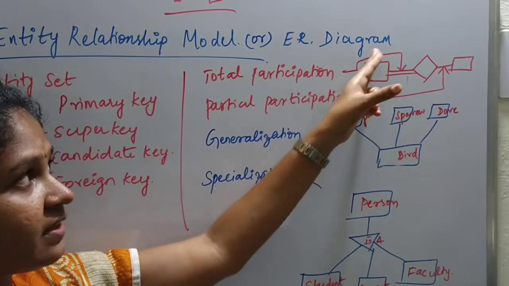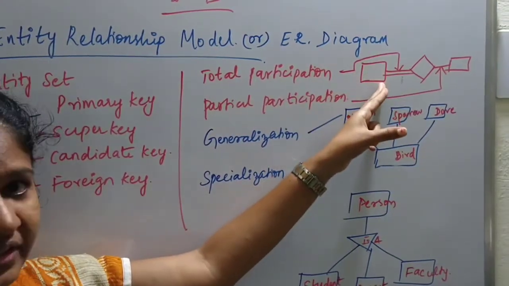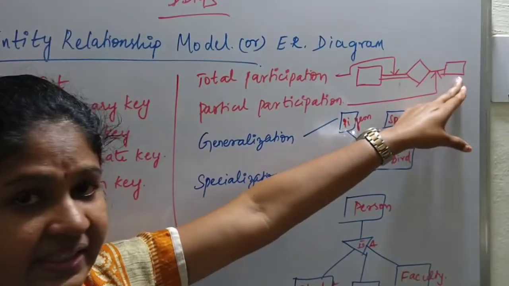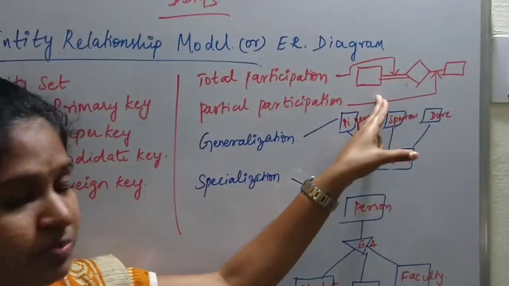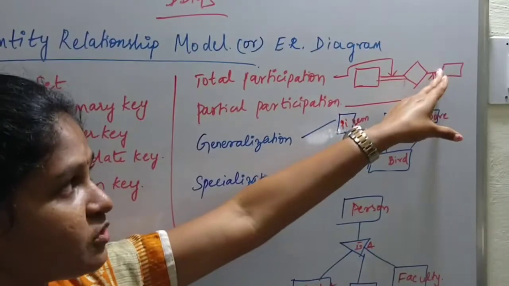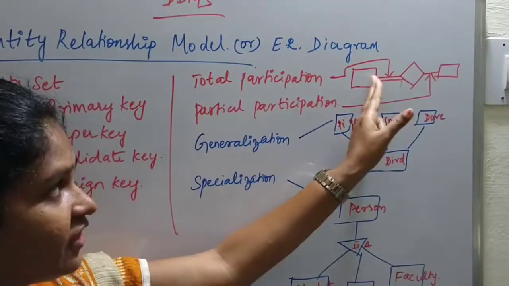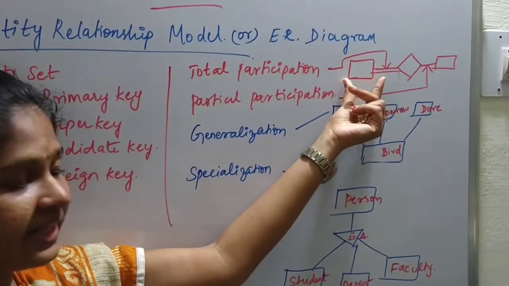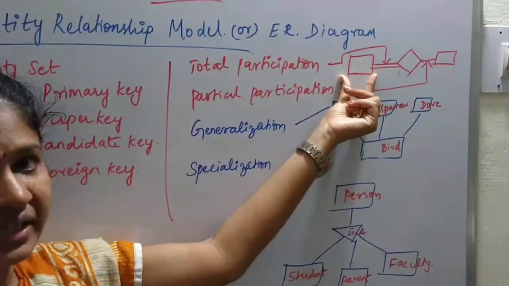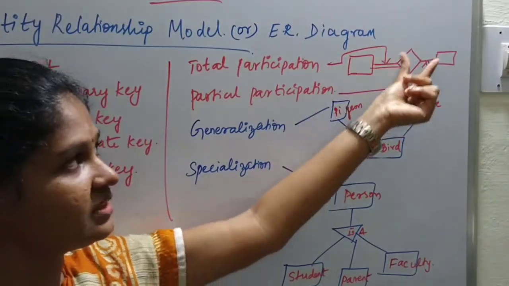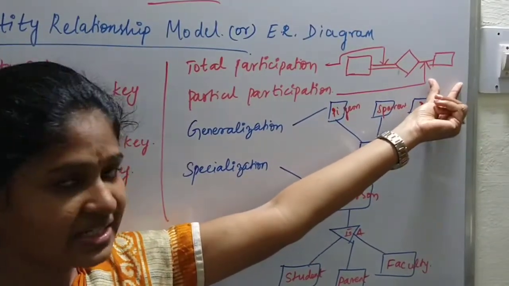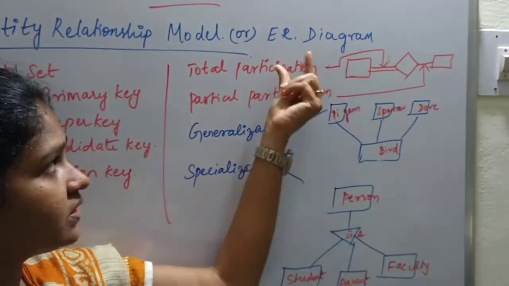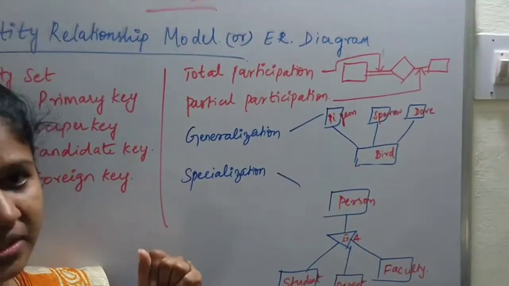It means that this particular entity's tuples are totally related with this entity. But these entities are related only partially to this particular entity. Partial participation is given in a single line. If it is total participation, it will be given in a double line. It means that all the entities in this particular entity are related with this entity, whereas here only a partial or few number of entities are related with this entity. That is the meaning of total participation and partial participation.